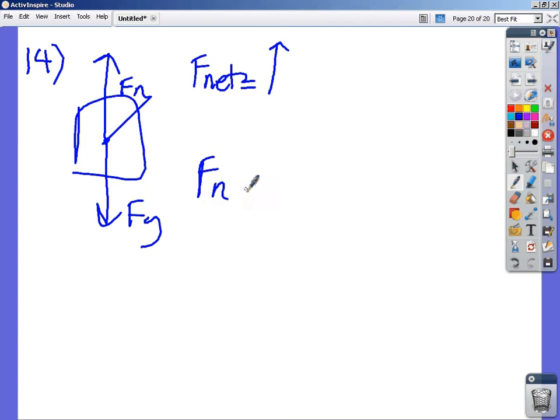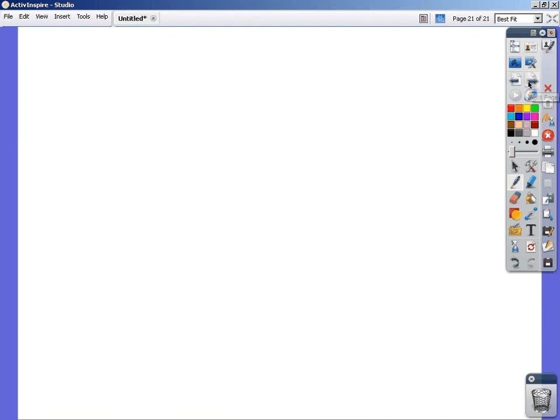That's 14. Alright, let's look at the last one, and then we can all go home. There's two parts, right? Okay, this looks exactly like one of those, 15's not bad. This is a very typical block on an incline problem.